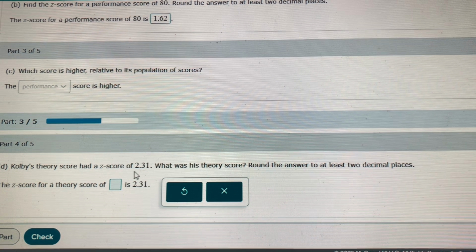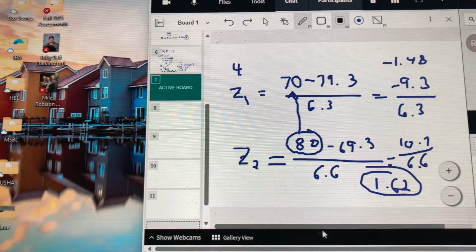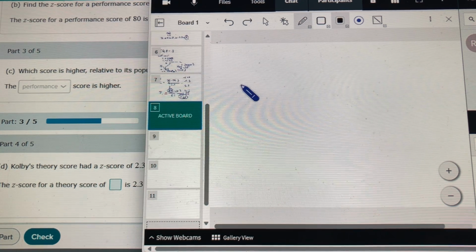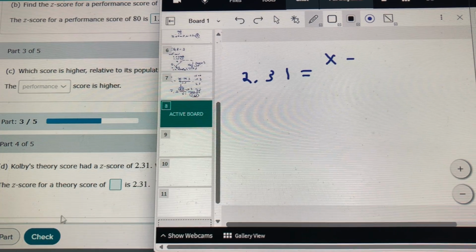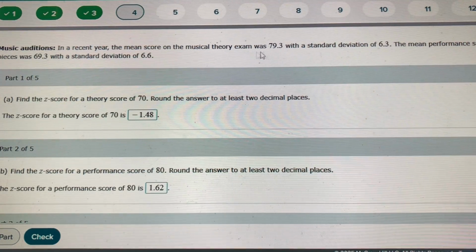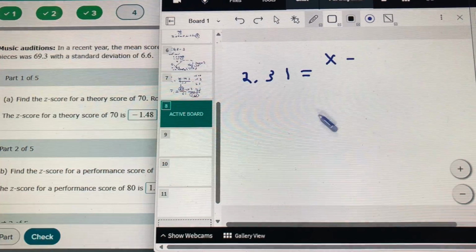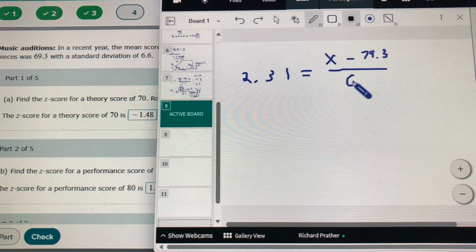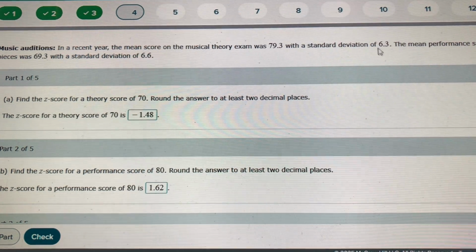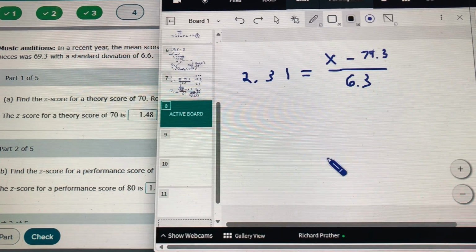Kolbe's theory score had a z-score of 2.31. What was his theory score? Okay, so this is that working backwards again. What if you know the z-score? What if the z-score is 2.31? What is his actual score, X? The theory was the first class, so the average is 79.3 and the standard deviation was 6.3, if I remember right. Yeah, 6.3. So this is one where you just do a little bit of algebra.